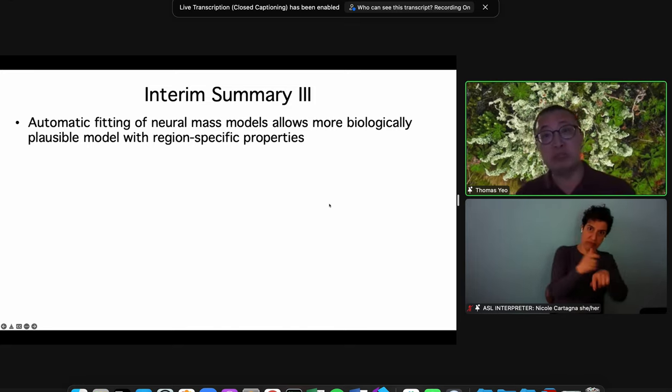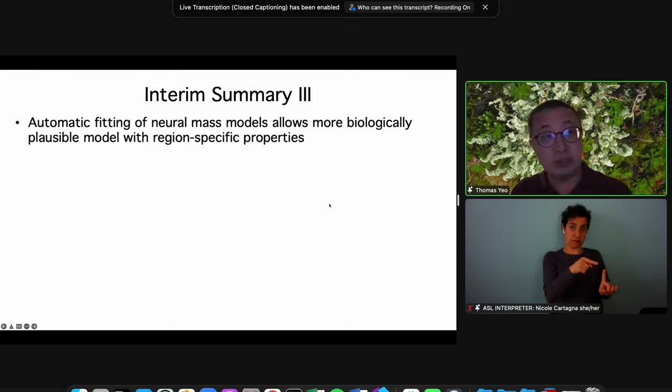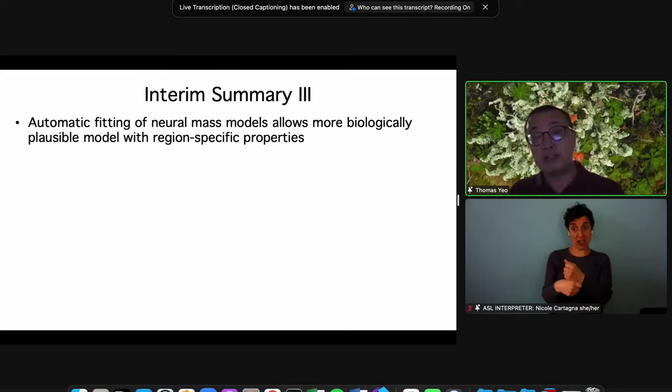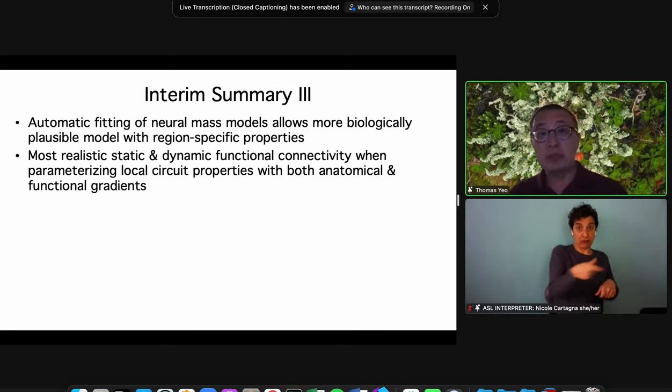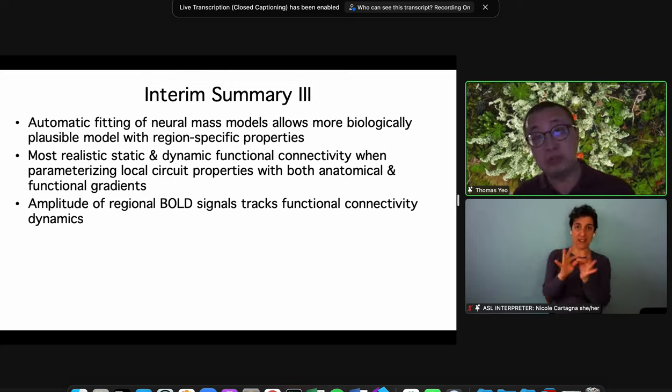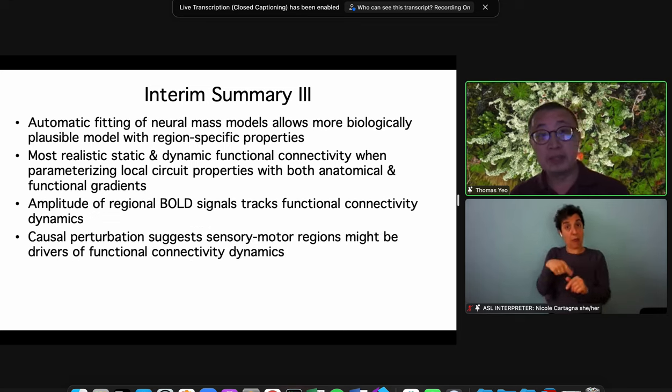So to summarize, we have demonstrated that it is possible to automatically fit neural mass models. This allows us to explore more biologically plausible models by allowing each cortical region to have different local circuit properties. When we parameterize local circuit properties with anatomical and functional gradients, we achieve the most realistic static and dynamic functional connectivity. We also found that the amplitude of regional signals seem to track functional connectivity dynamics. And by perturbing the mean field model, we show that sensory motor regions might be drivers of functional connectivity dynamics.